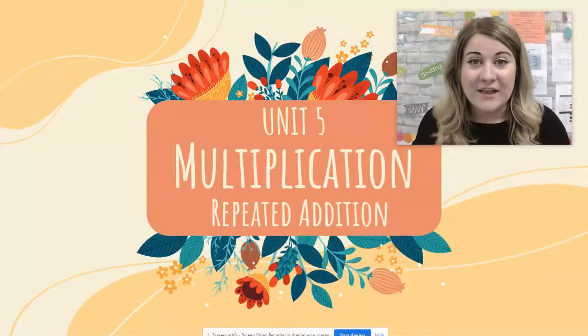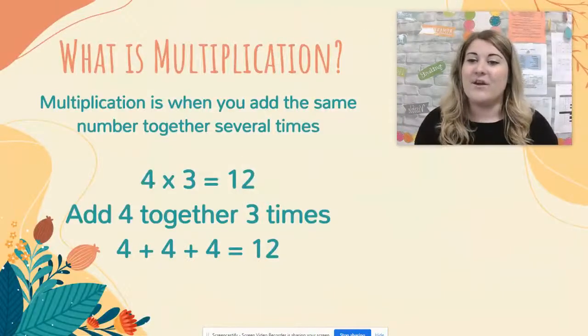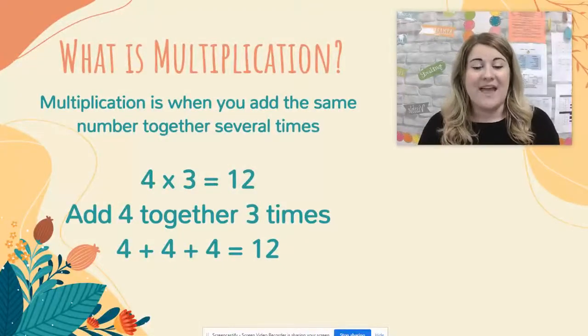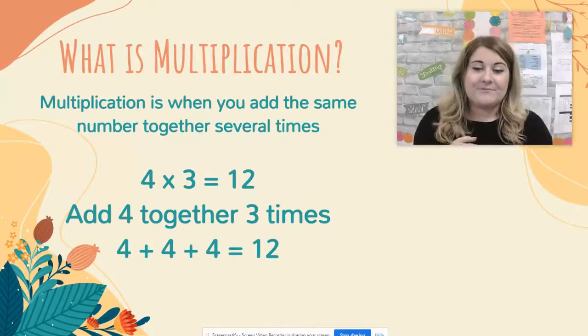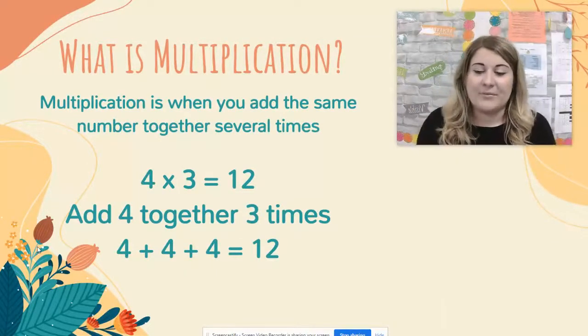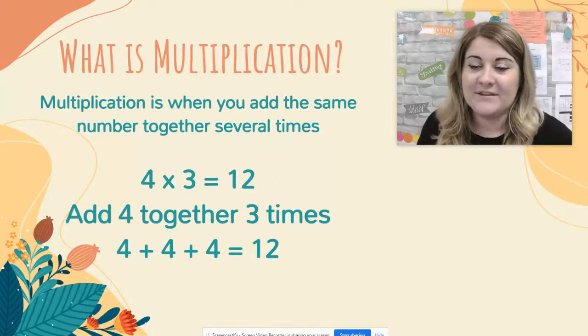So first of all, let's review. What is multiplication? Well, multiplication is where you add the same number together several times to get an answer. Just like we did here, 4 times 3 equals 12. You add 4 together 3 times. So that is basically what we're doing today. It's called repeated addition.